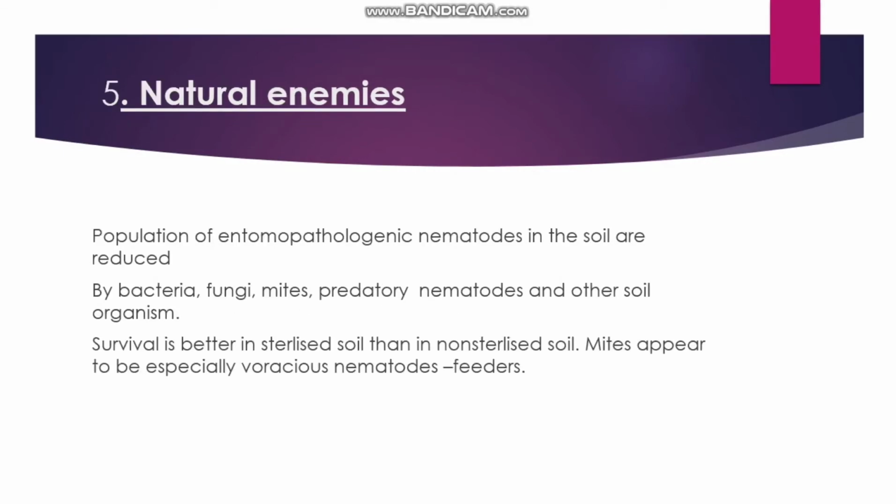Natural enemies. Populations of entomopathogenic nematodes in the soil are reduced by bacteria, fungi, mites, predatory nematodes, and other soil organisms. Survival is better in sterilized soil than in non-sterilized soil. Mites appear to be especially voracious nematode feeders.